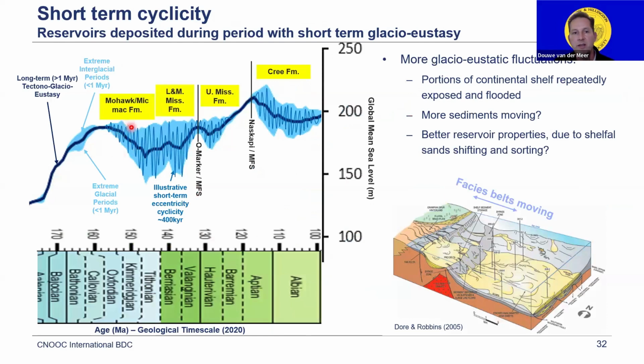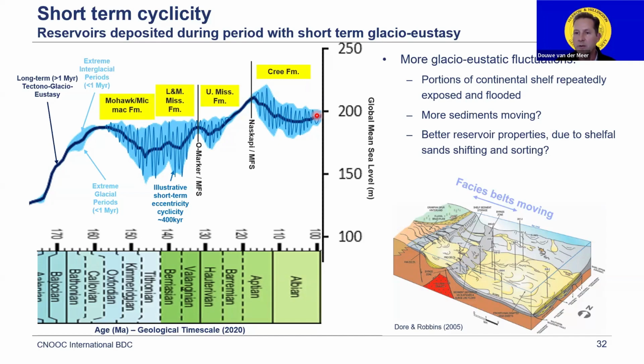Sometimes it hits the maximum of this envelope on either side, sometimes it doesn't. But this is the kind of cyclicity that you would expect during those formations where you have these reservoirs. And you need to think about the facies belts moving very rapidly, on the order of tens of thousands of years. That could result in more sediment moving about all the time.